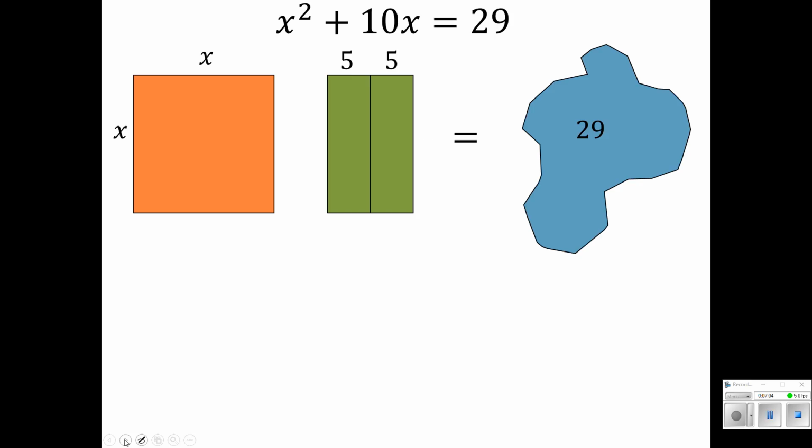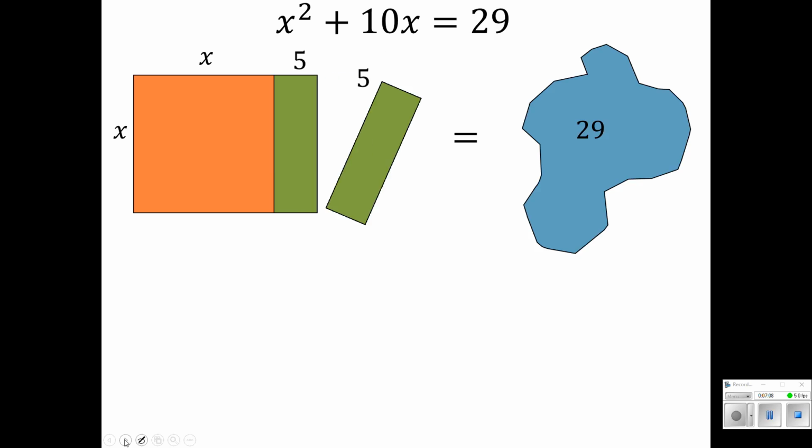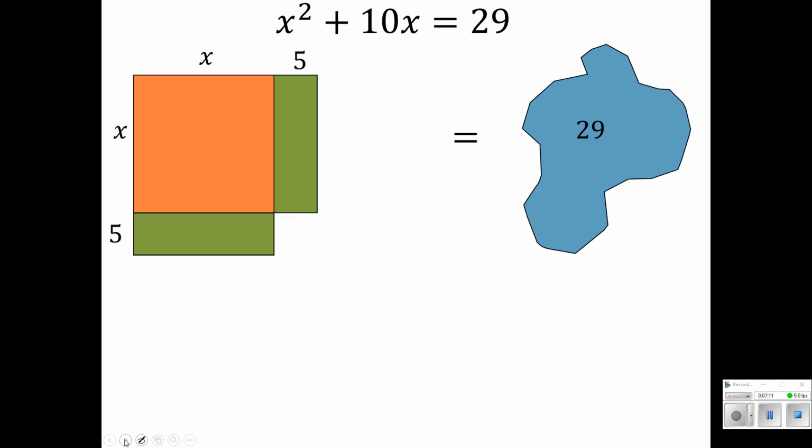And then adding them to that orange area means we're just going to combine them together. So I'll move those two rectangles like so, and you can see it almost makes a square. There's just this little corner that we need to add in. And if we add that area in, that would be a measurement of 5 times 5.